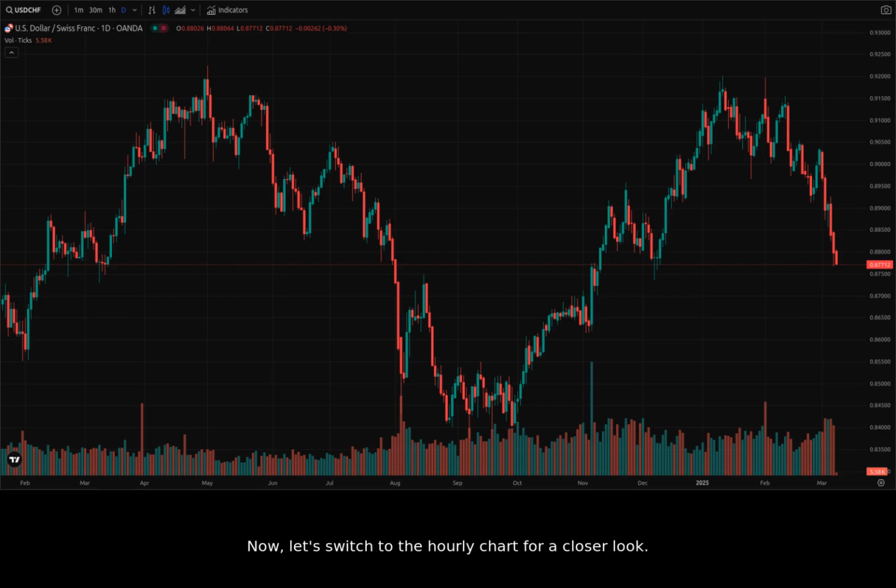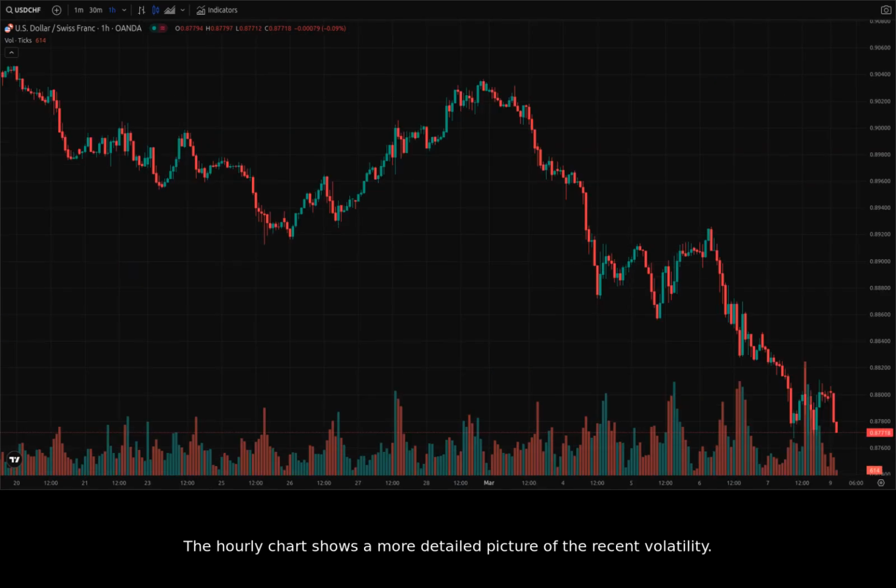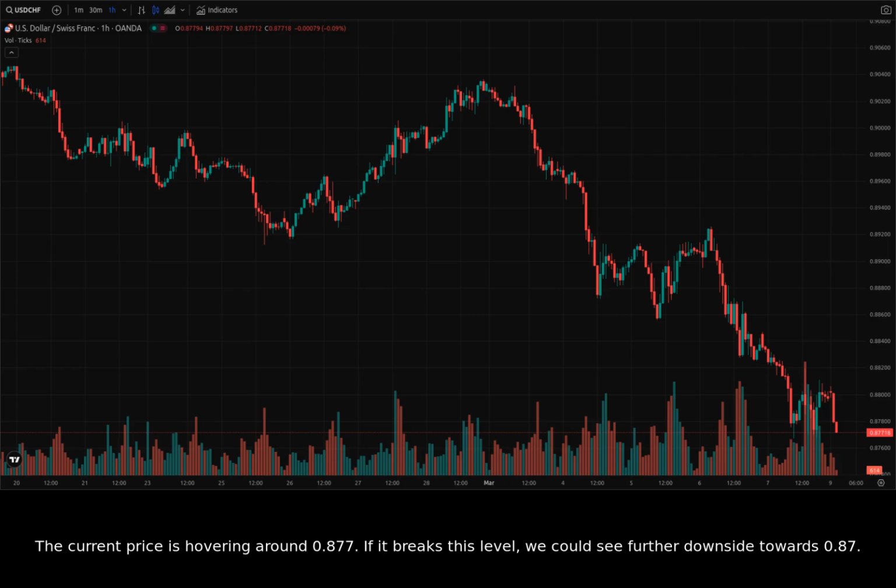Now, let's switch to the hourly chart for a closer look. The hourly chart shows a more detailed picture of the recent volatility. We can see the pair attempted a rally, but met resistance around 0.884. The current price is hovering around 0.877. If it breaks this level, we could see further downside towards 0.87. However, if it holds, a bounce back towards 0.884 is possible.